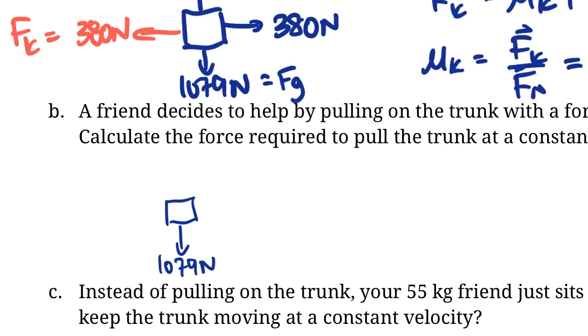We know your friend is now pulling up with a force, so we can call this an applied force of 150 newtons, right? We want to know what force we would need to apply in order to pull it at a constant velocity, or a constant speed. We also know there is going to be a force of friction acting in this direction, but it could be different. We don't know, and we're going to figure that out.